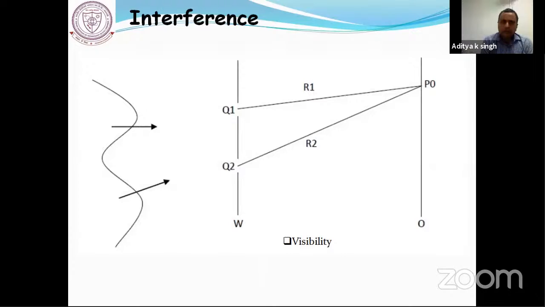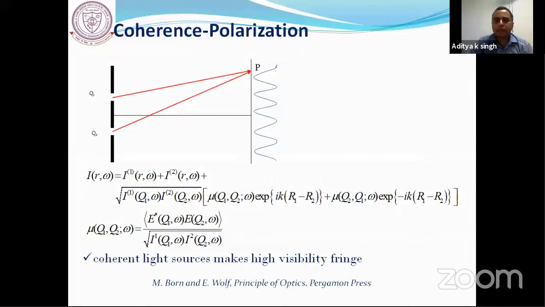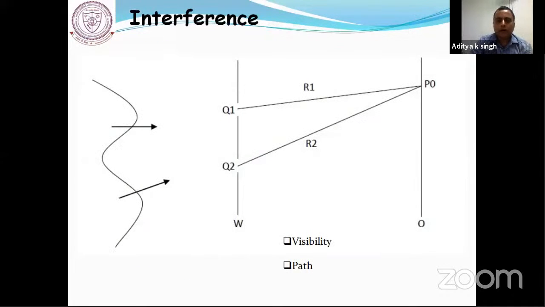Okay. When we talk about interference, this is a very fundamental and basic experiment which gives you an idea of the nature of the light. The fringe visibility tells you what kind of light you are considering through these two pinholes, Q1 and Q2. The nature of the light will decide the fringe visibility.